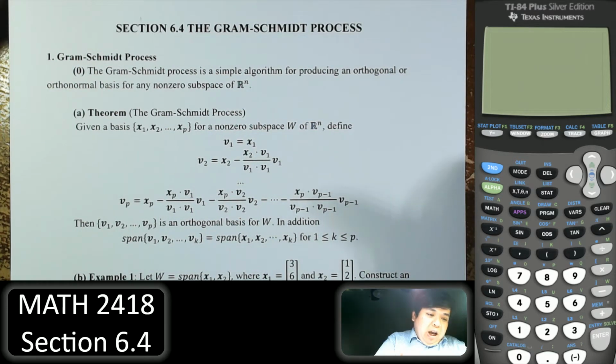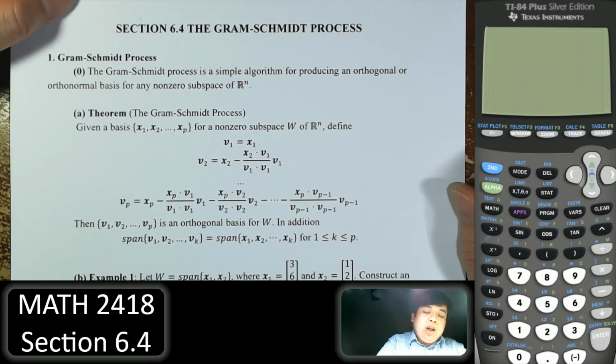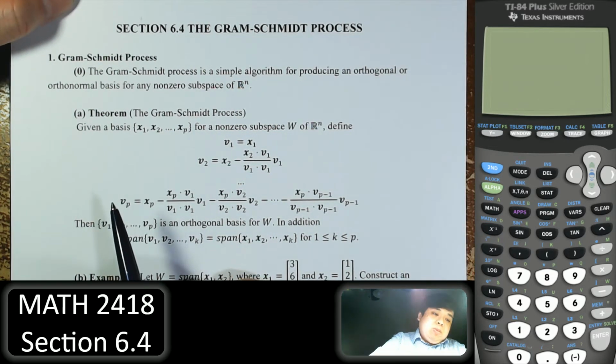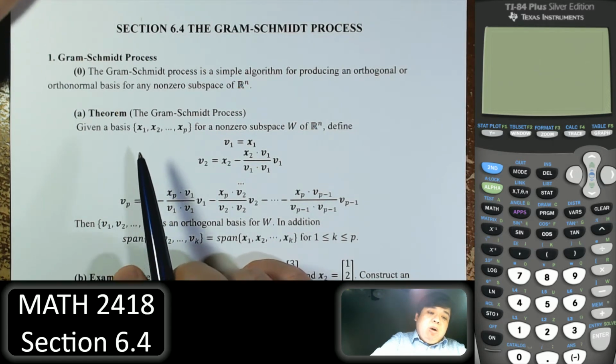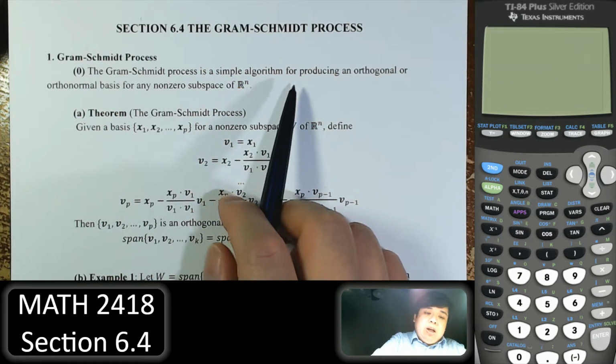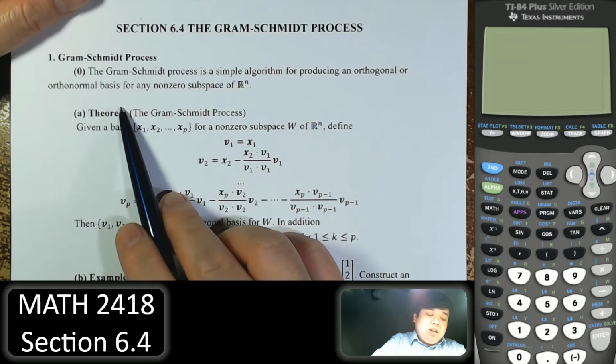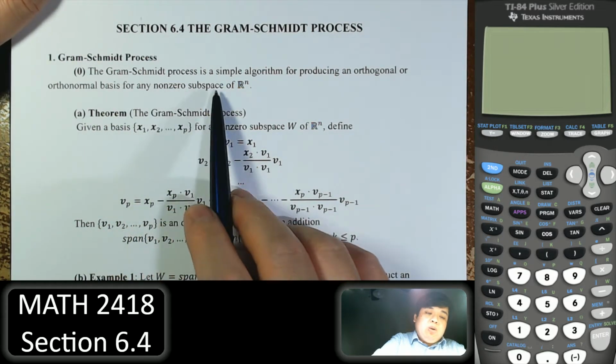Hi everybody, welcome to another video in linear algebra, section 6.4, the Gram-Schmidt process. The Gram-Schmidt process is a simple algorithm for producing an orthogonal or orthonormal basis for any non-zero subspace of Rn.